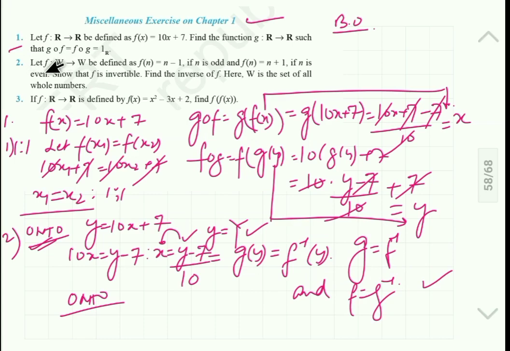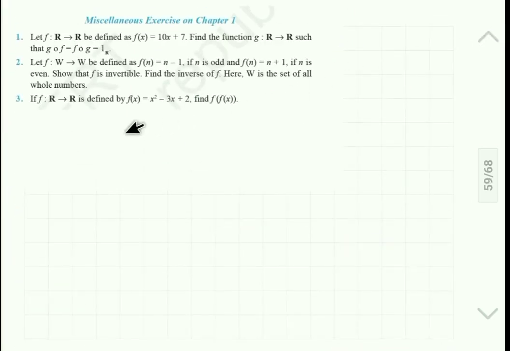Let us see question number 2. Let a function be defined from whole numbers to whole numbers such that f(n) is equal to n minus 1 if n is odd, and f(n) is equal to n plus 1 if n is even. Show that the function is invertible. If it is invertible, we have to find the inverse.